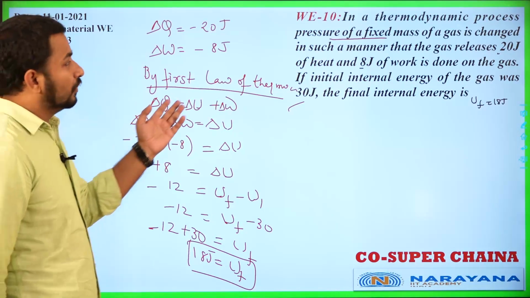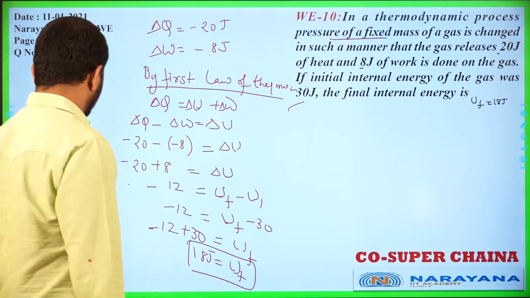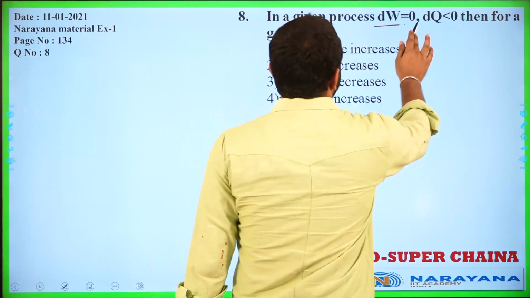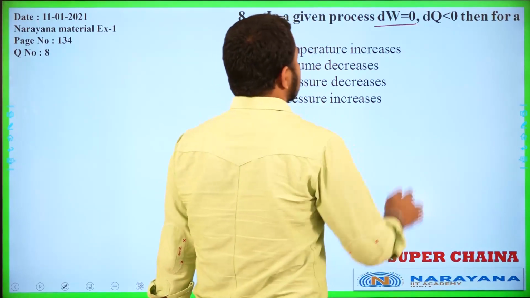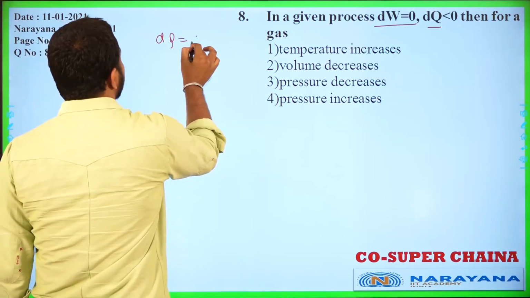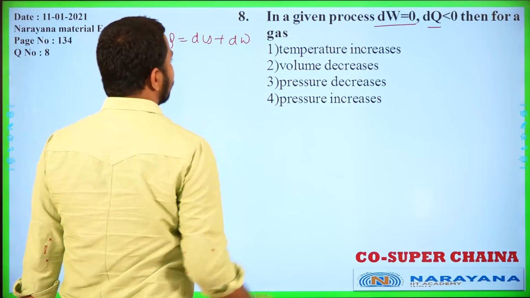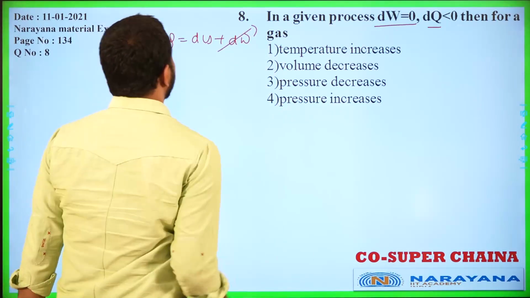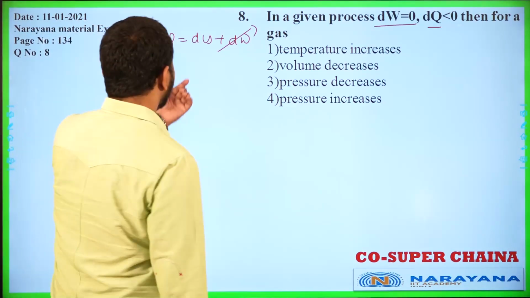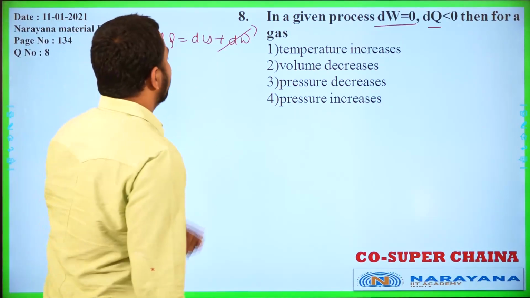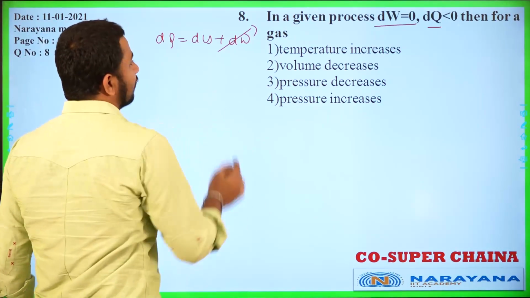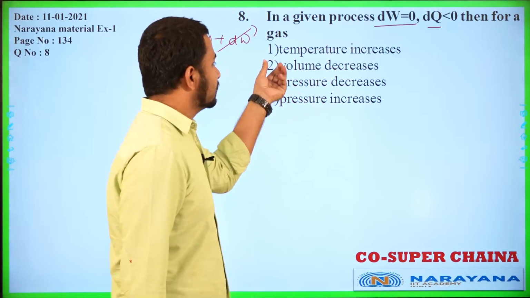So just be careful on the sign convention part, that is also very important. Let's move to the next question, student. In a given process, delta Q is given as this and delta W is negative. From the first law of thermodynamics, delta Q is equal to delta U plus delta W. Now delta W is 0, so we cancel it here and we get delta Q is equal to delta U. Now delta Q can be written as n Cv delta T.